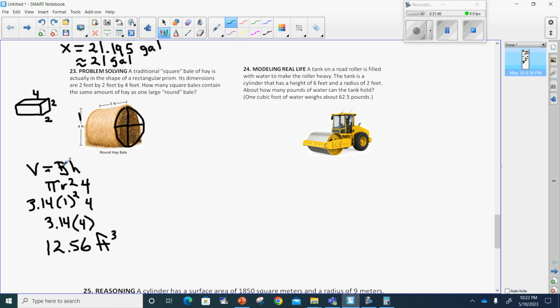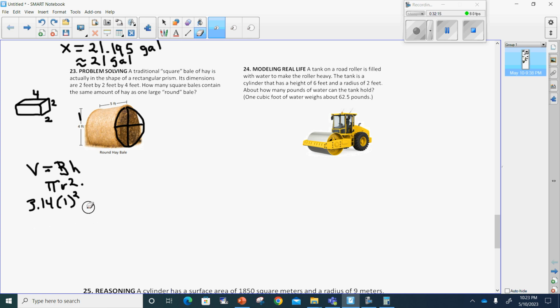They're asking how many of these are going to be inside of this. Wow. How many square bales contain the same amount of hay as one large round bale? Wow. All right. Hold on a sec. This is going to take a little bit more work than I thought. First of all, we're going to take all this, erase it. I have to apologize again. I'm not reading the questions very well tonight, am I?